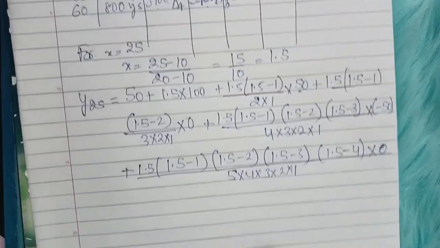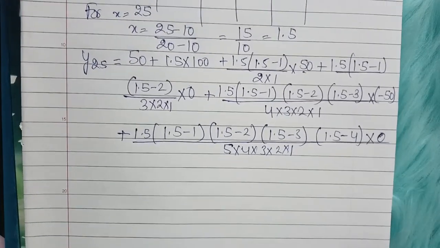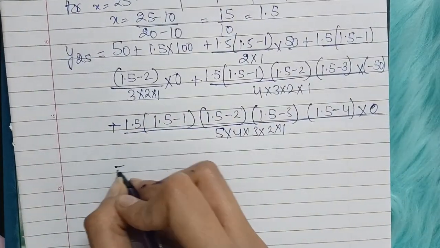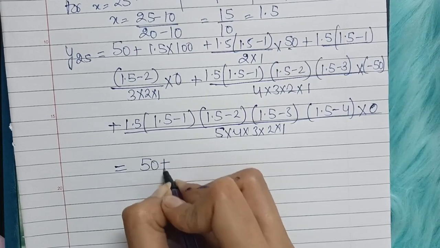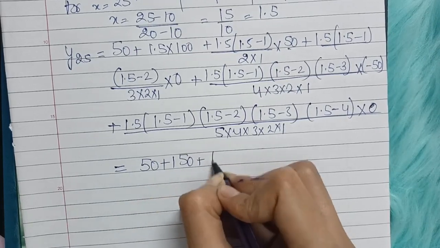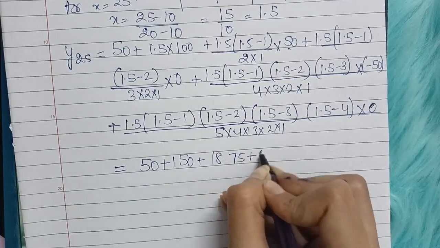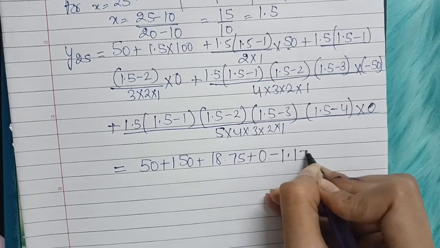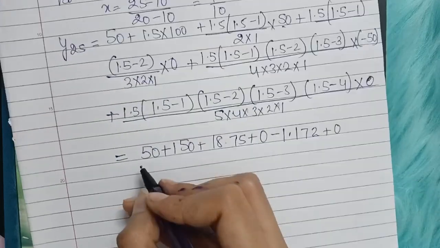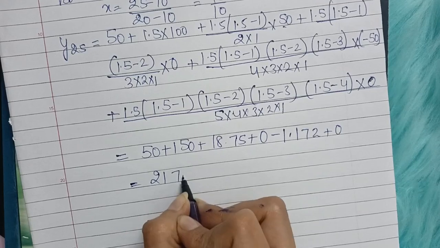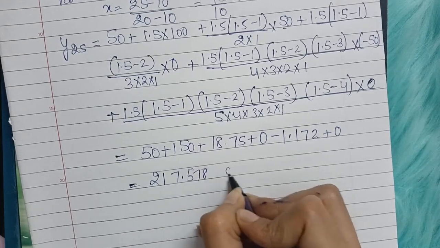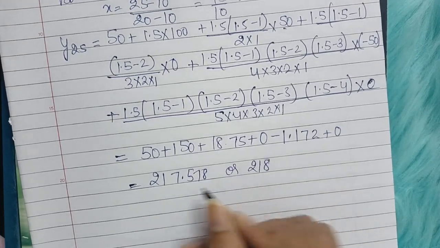बेटा, 0 बेशक बन रहा है आंसर, पर आपको लिख के तो दिखाना पड़ेगा ना पेपर में, एग्जामिनर को सपने थोड़ी आ रहे हैं। 50 plus 150 plus 18.75 plus 0 minus 1.172 plus 0. So my value would be 217.578. You can also say 218, okay, that is equivalent to 218.